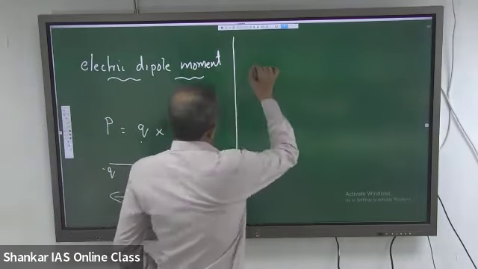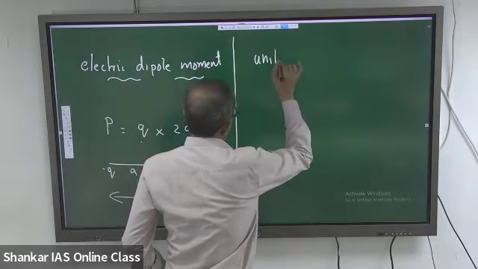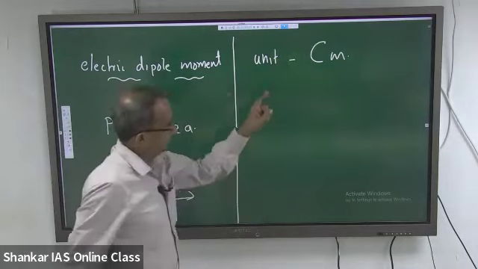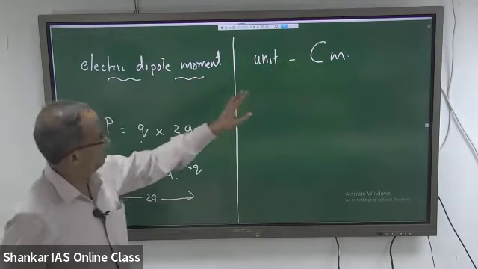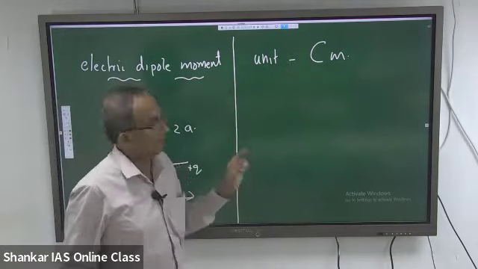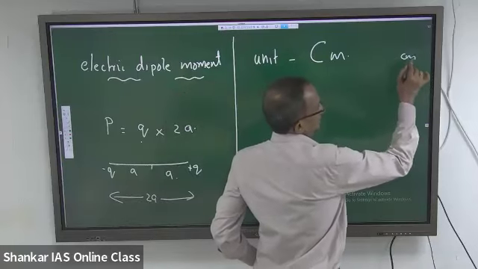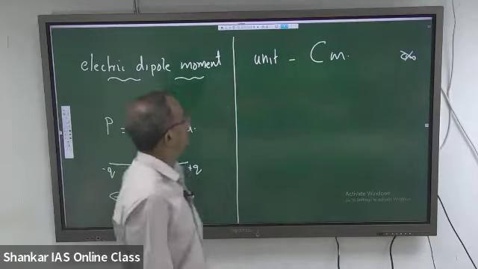The unit of electric dipole moment is coulomb meter. Whenever you write the unit of electric dipole moment, you should be very careful. Write C as capital, m as small letter. Otherwise, you'll read it as centimeter. So please avoid that.